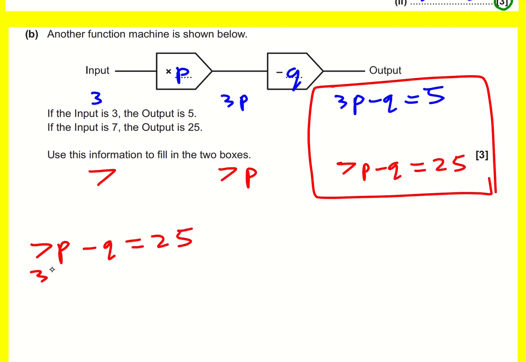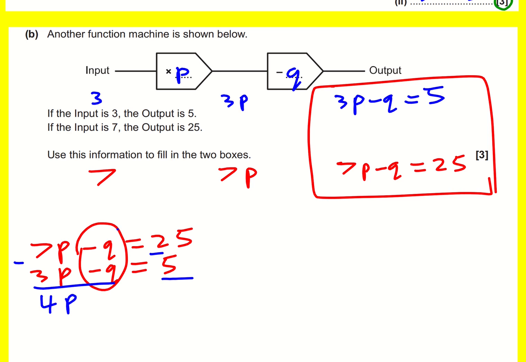You don't have to, but it's going to mean I can see where I'm going with this, because these two are the same sign. What we should do for these sorts of simultaneous equations is minus them. Okay, I can do this left-hand side minus this left-hand side, and it's going to be 4p, and then these cancel out because it's minus q minus minus q. And then I'm going to do 25 minus 5, and that's going to be 20. And p is equal to 5.